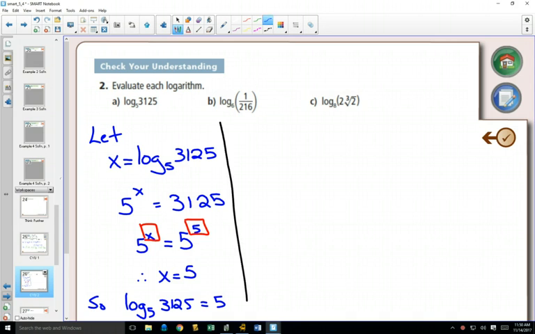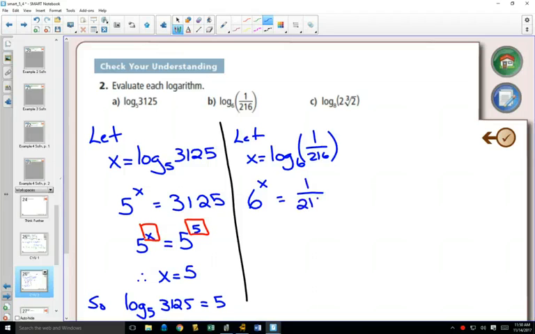For our second one, again, I'm going to let x equal log 6 of 1 over 216. So that lets me say my base is 6, my exponent is x, my answer is 1 over 216. Is that on your powers chart for 6? It is. 216 is 6 cubed. What exponent law can I do on this side to move that up? I can make it 6 to the negative 3.